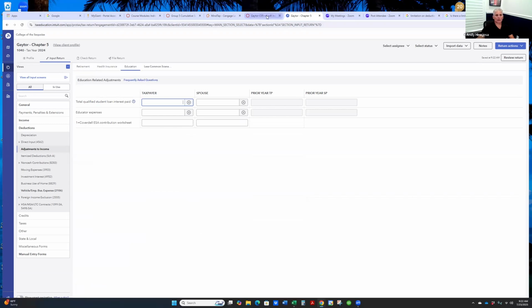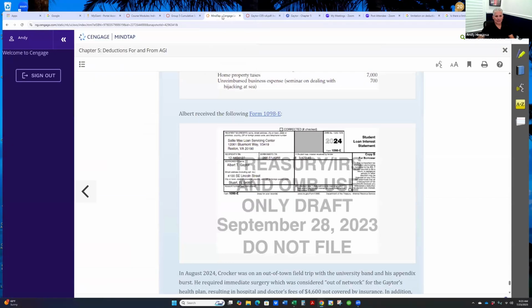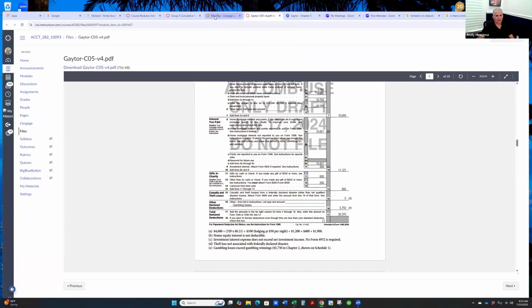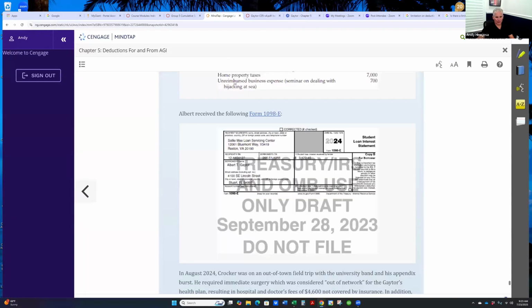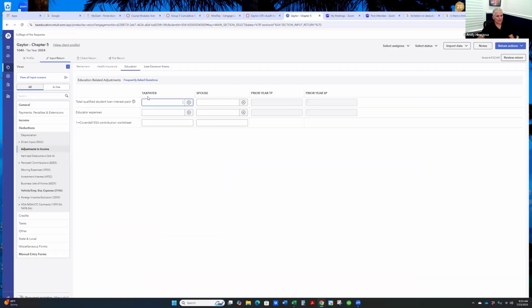And let's go back to MindTap. Looks like it's $3,122.45. We'll round that, it's $3,122. Now let's go back and look at the textbook. This was for Albert. So Albert apparently is still paying on a student loan, $3,122. So we'll enter that under the taxpayer, not the spouse, but the taxpayer. Total qualified student loan interest, $3,122.